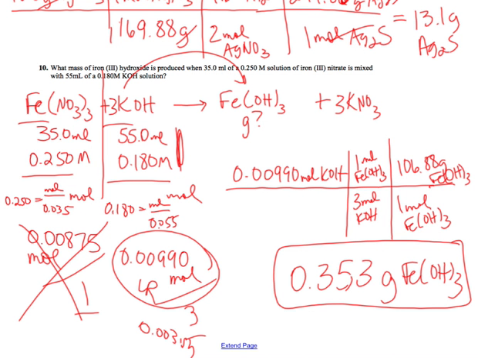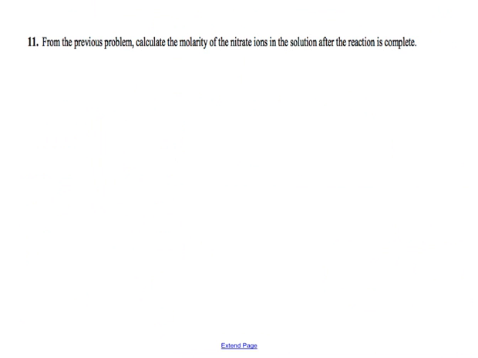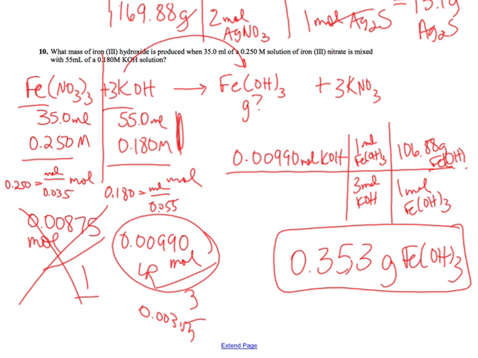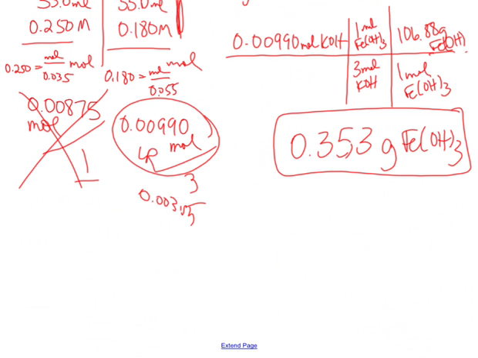Okay, questions on that? All right, let's take a look at the next problem. The next problem says, from the previous problem, calculate the molarity of nitrate ions in the solution after the reaction is complete. Okay, so I'm just going to go back to the previous page just so we can actually see the data. So we're looking for nitrate.